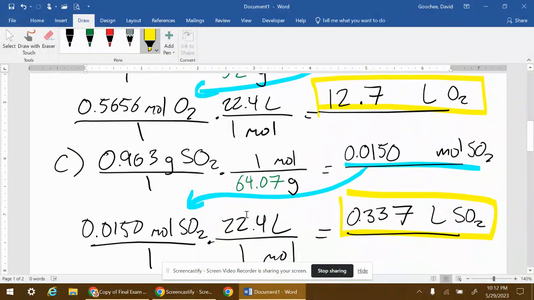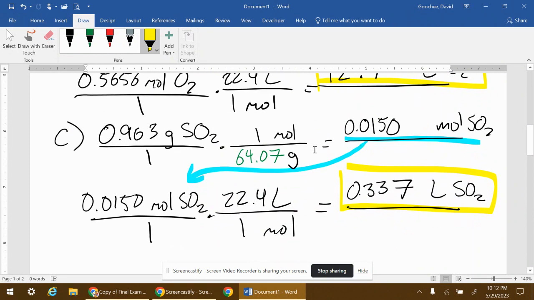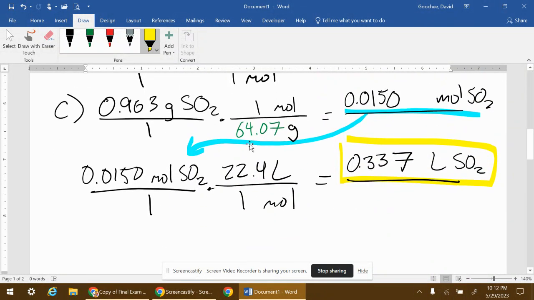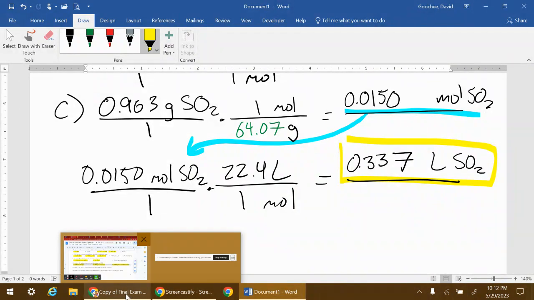All right, so again, if you're given moles and told to find liters, you just multiply by 22.4. But if you're given grams and told to find liters, then you got to get out of grams into moles, and then you can multiply by 22.4. And I know for a fact there will be questions like this on the final. So anyways, guys, thank you very much. There's a part 2 video coming up shortly.